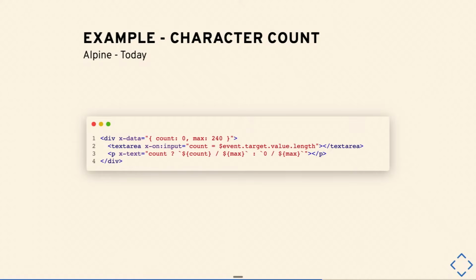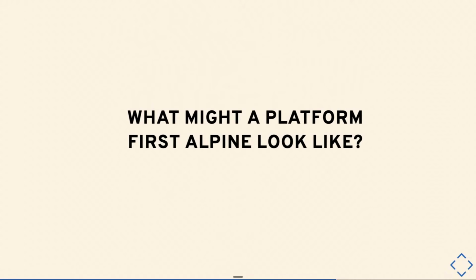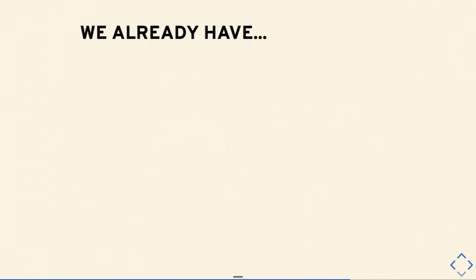And so we've been working on a library for a while called Mini.js, which takes this idea, but intentionally leaves out some functionality. And where we got to with that was we ended up at a place where we asked ourselves, what might a platform-first Alpine look like? And this is the idea I want to explore here.